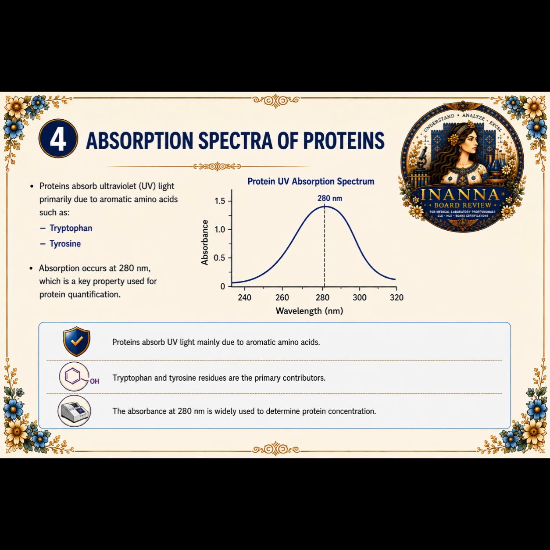Absorption spectra of proteins. Proteins absorb ultraviolet light mainly because of aromatic amino acids, especially tryptophan and tyrosine. The maximum absorbance typically occurs at 280 nanometers. This property is widely used in laboratories to estimate protein concentration using spectrophotometry. Absorbance at 280 nanometers is a rapid and commonly used method for protein quantification.